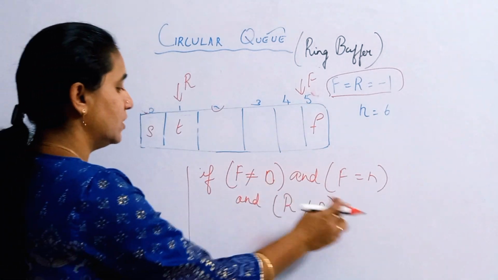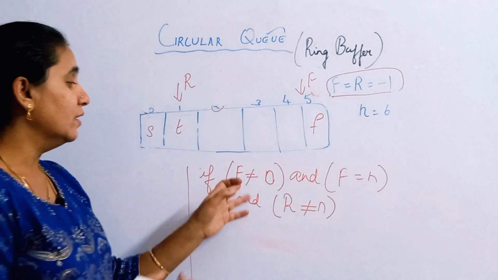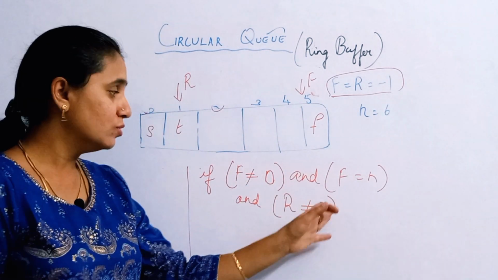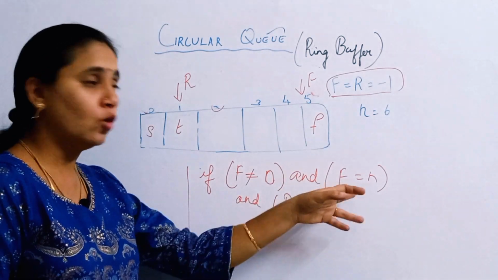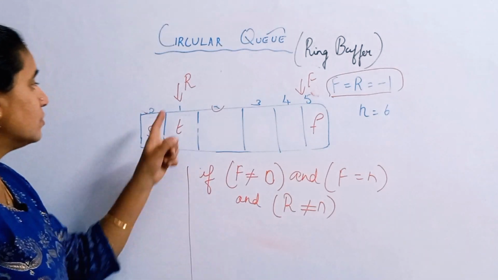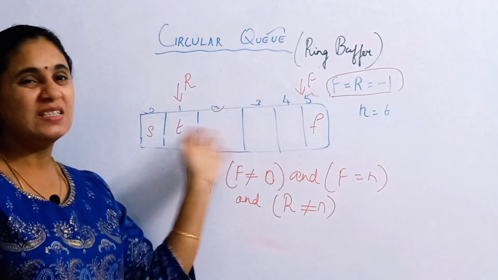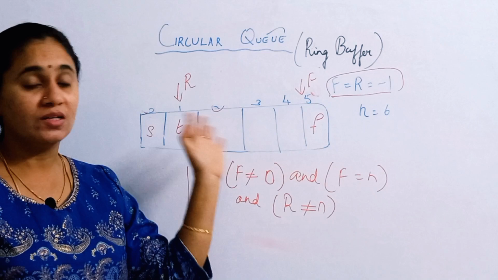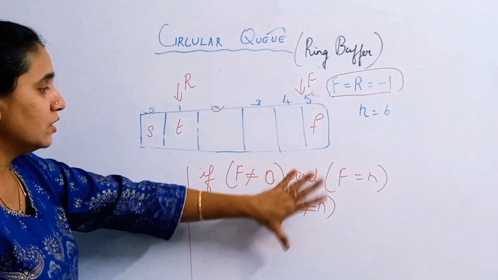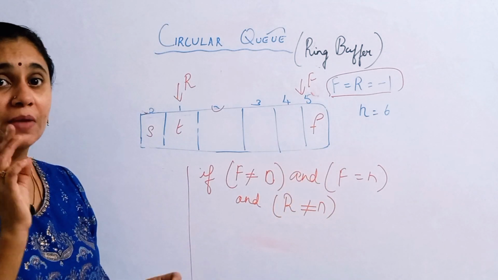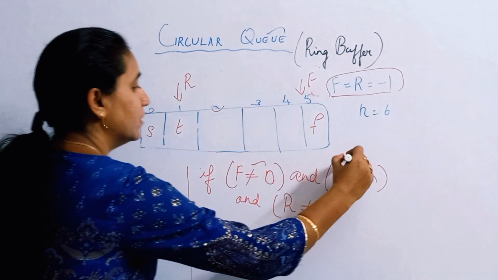Now both the conditions are satisfied and rear is not equal to n. This also I must check simultaneously, side by side along with this condition. So rear is not equal to n. It is placed in between the queue data structure, that is the circular queue data structure. So this also I must check.